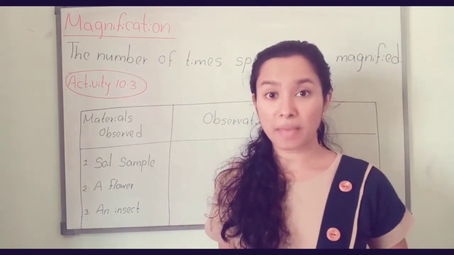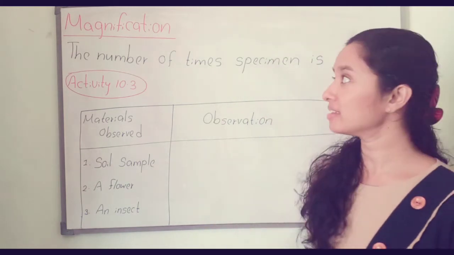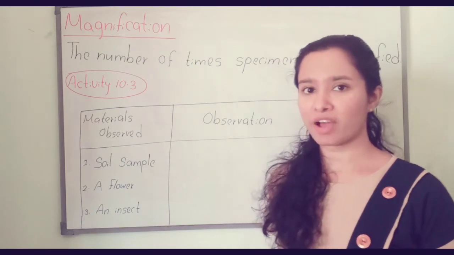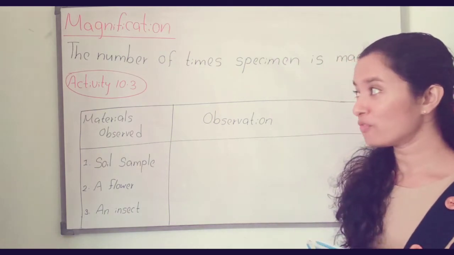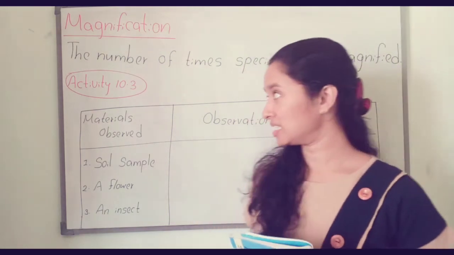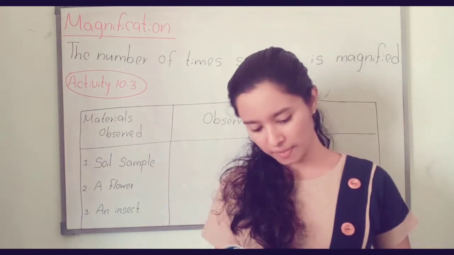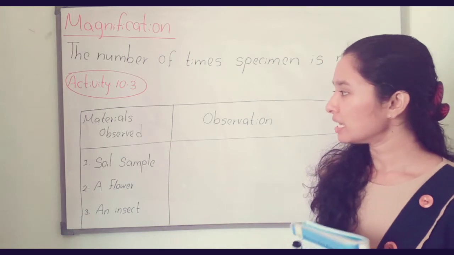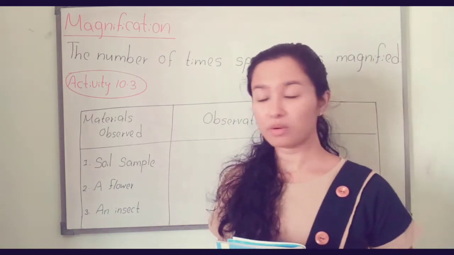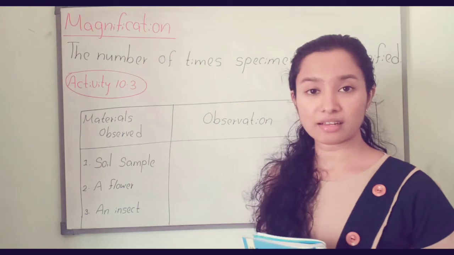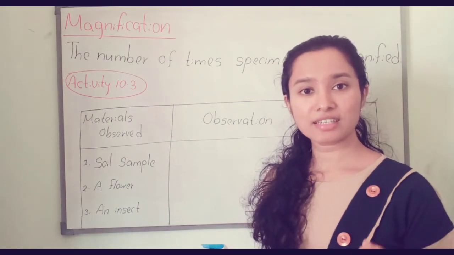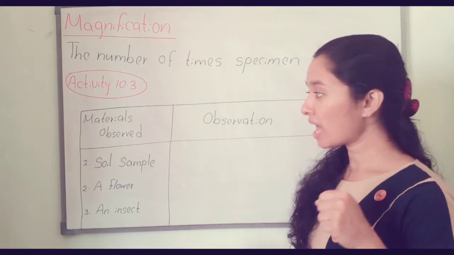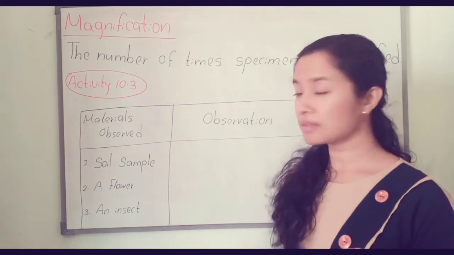What is magnification? Kushalanaya. The number of times the specimen is magnified. Okay, now you have to do an activity. Activity 10.3, page number 140. Here you have to observe some materials by using a simple microscope. You have to take a simple microscope and observe some materials.